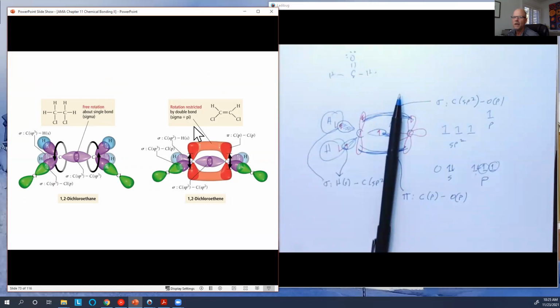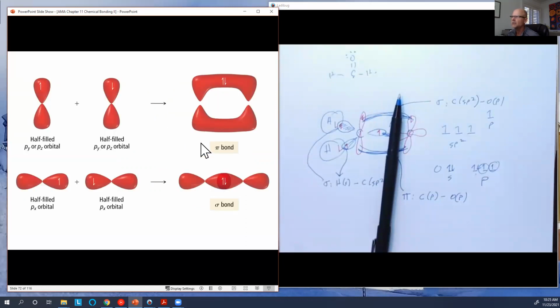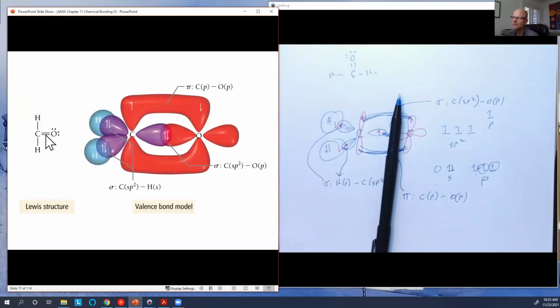Sigma bonds and pi bonds, this valence bond picture, gives us more insight into what a double bond is, right? So notice that this double bond here, what we drew in the Lewis model, makes it seem like both of those bonds are identical, where in fact they're not. One is a sigma bond, which is this kind of overlap. One is a pi bond, which is overlap above and below the plane.